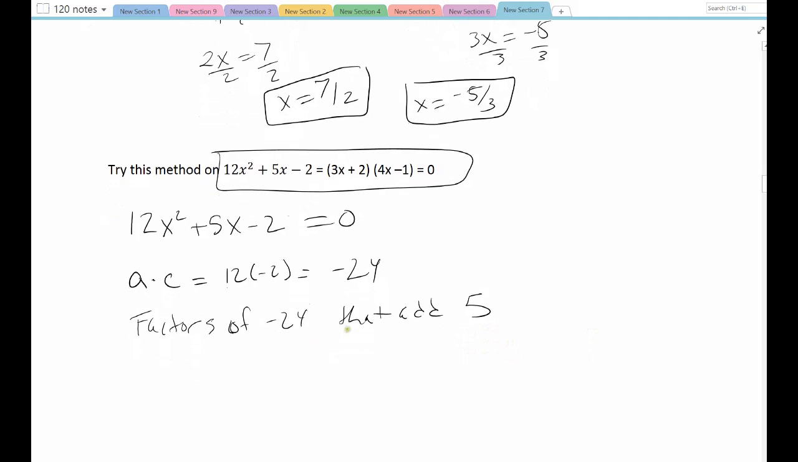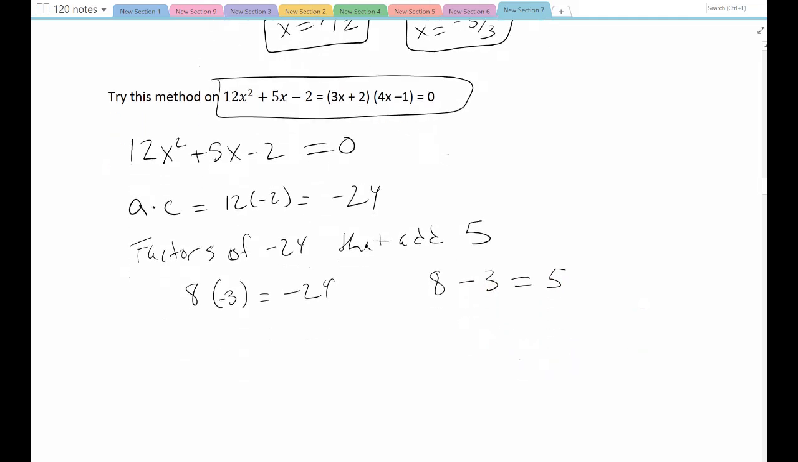Well, 8 and 3, right? Positive 8 and negative 3. If I take 8 times negative 3, I get negative 24. And if I take 8 minus 3, I get positive 5. And so 8 and 3 are the answers. And so what we're going to do is replace 5x with 8x minus 3x. That's what 5x is equal to. It's equal to 8x minus 3x. And so we're going to replace the middle term.